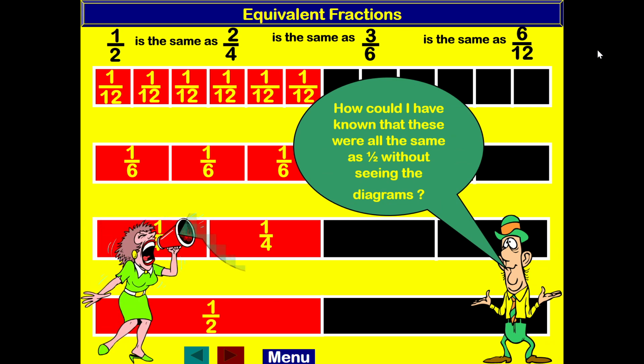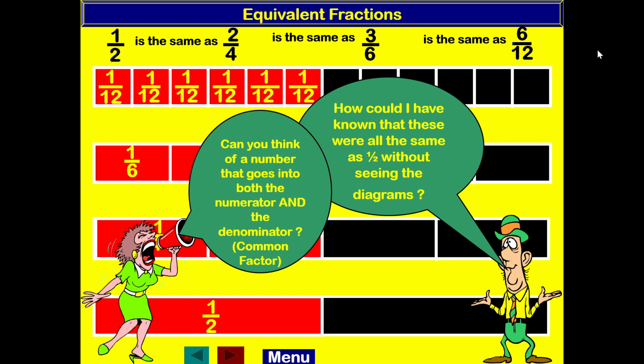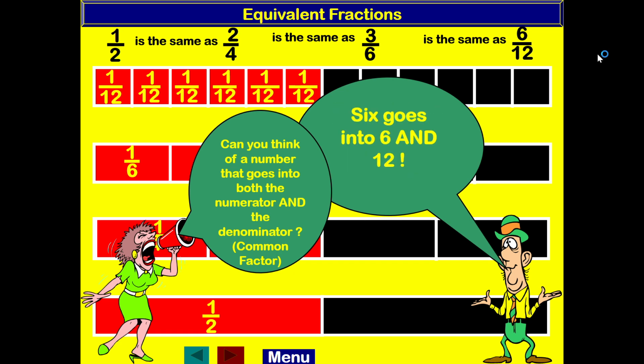Can you think of a number that goes into both the numerator and the denominator? In other words, a common factor. For example, for 6/12, 6 goes into 6 and 12. In other words, you can find 6 and 12 in the 6 times table. So 6 divided by 6 is 1, 12 divided by 6 is 2, and 3 goes into 3 and 6. That means 3 is the highest common factor of 3 and 6.